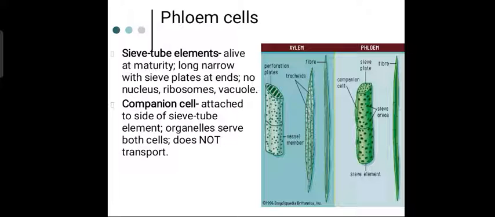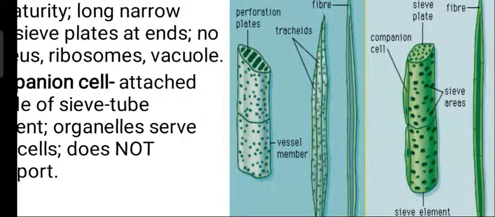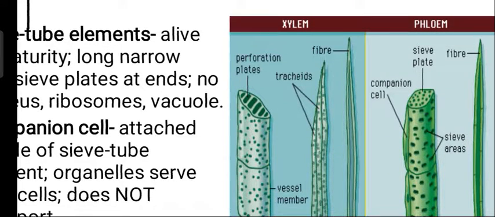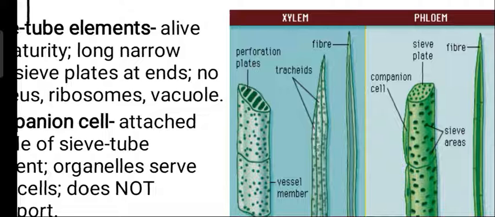Phloem cells: sieve tube elements are alive at maturity, long and narrow, with sieve plates at the ends, with no nucleus, ribosomes or vacuoles, and companion cells attached to the side of the sieve tube element organelles. Companion cells do not transport. It means that xylem and phloem are pictorially described here. We can see a phloem cell here with sieve plates, and the xylem also has perforation plates. It means though two plates are present.